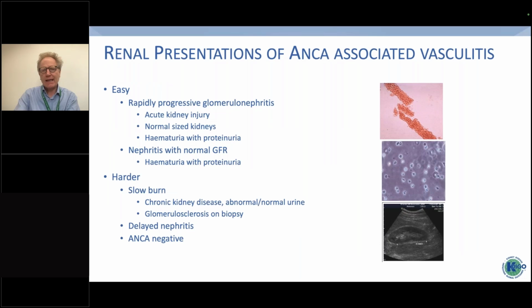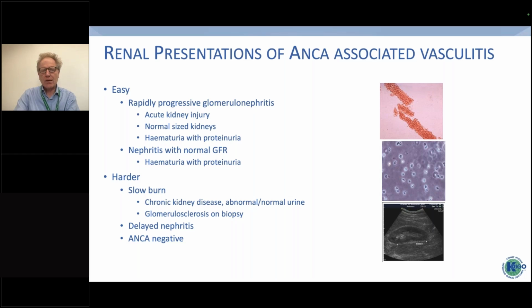In terms of the kidney, we recognize the typical presentation of an ANCA-associated vasculitis as that of rapidly progressive glomerulonephritis, where there's an acute kidney injury, normal-sized kidneys on imaging, and hematuria with proteinuria in the urine. And were we to look at urine, we would see red cell casts and dysmorphic red cells.